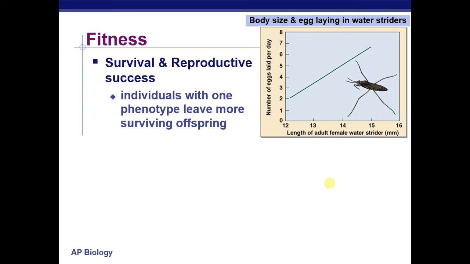So one thing we really want to make sure we get clear, and I reminded everybody at the end of last video, is what fitness means. Survival and reproductive success is our definition of fitness. So individuals with one phenotype that leave more offspring are considered more fit than the others.